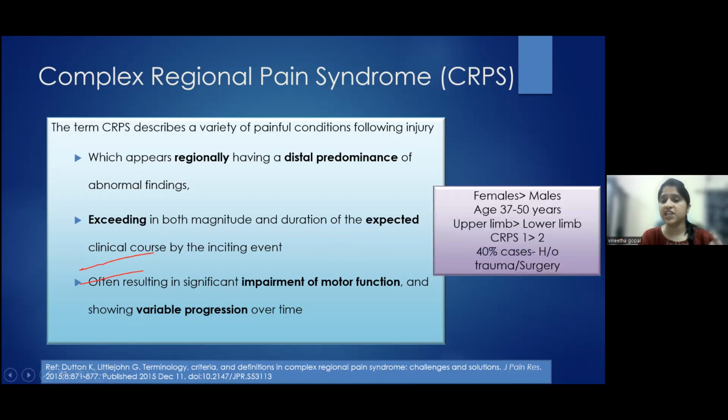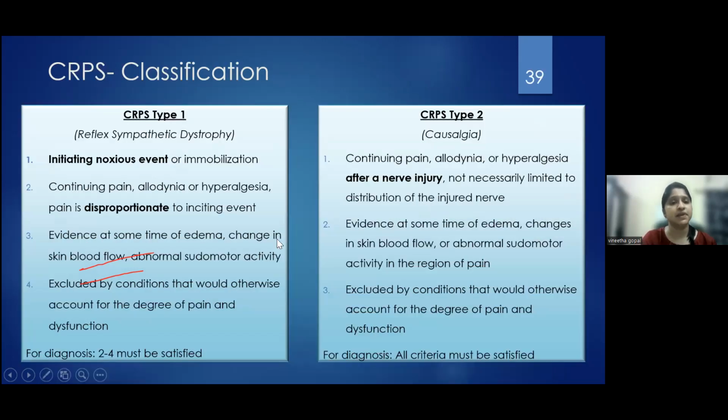Looking at the predisposition, females are more predisposed, the age group is 37 to 50 years, and the upper limb is more commonly involved. CRPS 1 is more common than CRPS 2, and in at least 40% of cases there will be a history of trauma or surgery. Now, what is the difference between CRPS 1 and 2? In CRPS 1, there will be an initiating noxious event or immobilization, minor things like a sprain, a fracture, minor trauma, or immobilization following CVA. That will initiate CRPS type 1, earlier known as reflex sympathetic dystrophy.